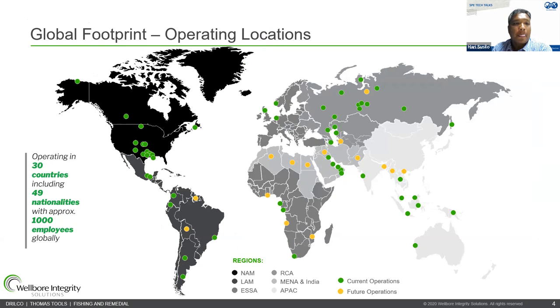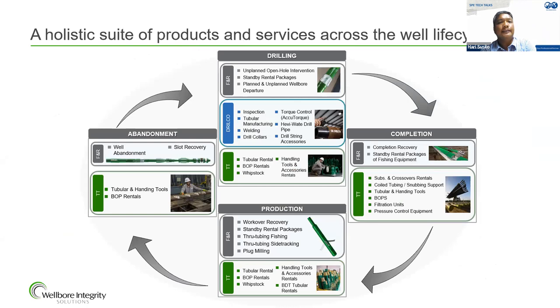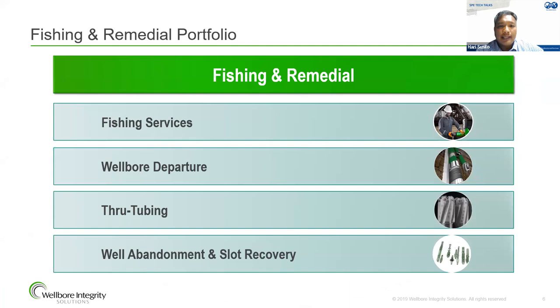So this is the global footprint we are operating in, basically almost all over the place. In Asia, we have a headquarters in Kuala Lumpur, Malaysia, and in Indonesia we have two bases, Jakarta and Balikpapan. Briefly on the products and services, we cover the life cycle of the wells, starting from drilling, completions, production, and abandonment, so we cover fishing services on almost all of those segments. This is the outline of the presentation: fishing services, wellbore repair, and tubing. I'm not going to go into detail on the tubing. The main focus will be well abandonment and slot recovery.